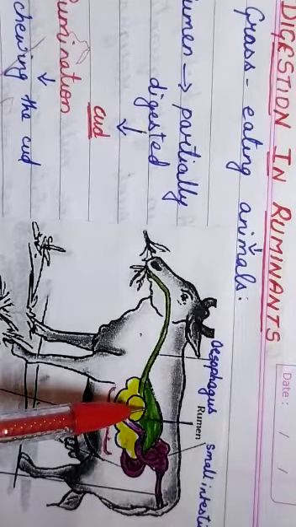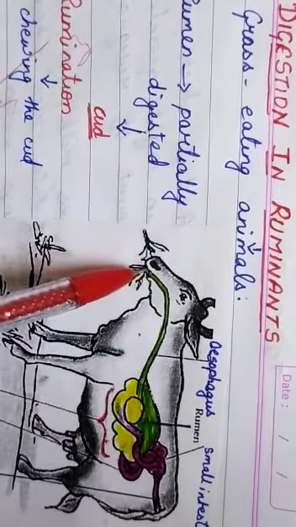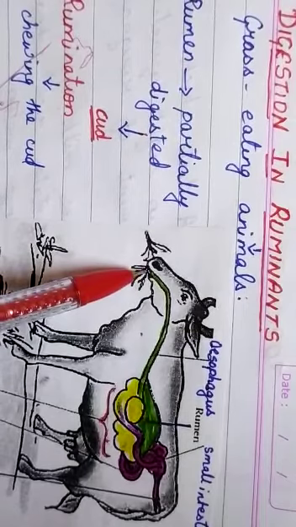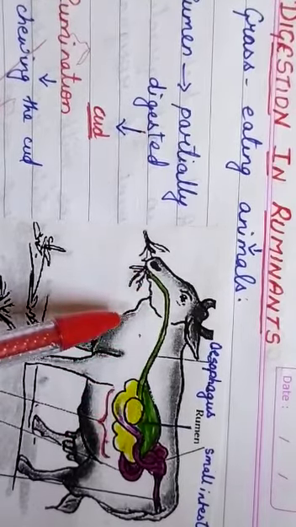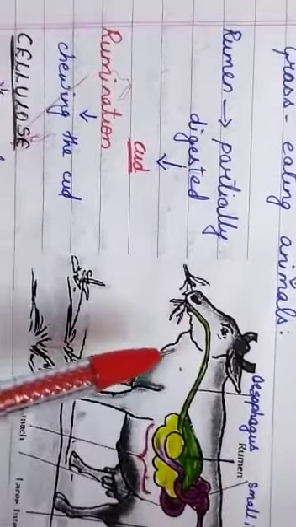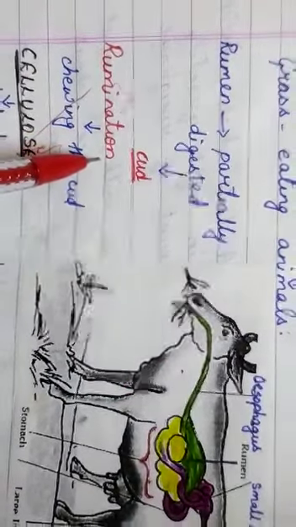And then what does it do? After some time, it brings the cud back to its mouth and keeps on chewing. And this procedure is called chewing the cud. And the procedure of chewing the cud is called rumination.